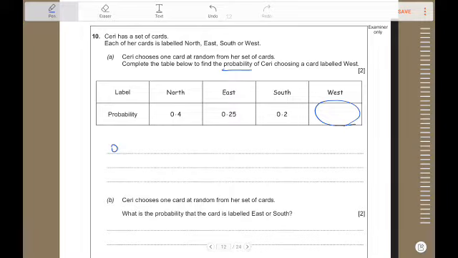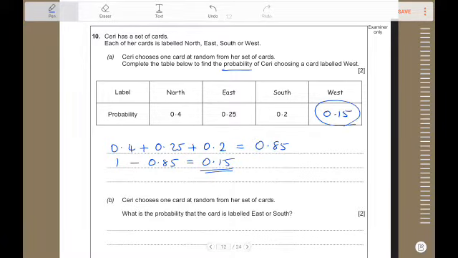So we have 0.4, 0.25 plus 0.2. Now you could do this in columns, but I don't want to insult your intelligence, you can do this just by looking at it. So we got 0.4 plus 0.25 is 0.65 plus 0.2 is 0.85. So that's what those three probabilities add up to. So what's missing is 1, take away that 0.85, which is of course 0.15. So that is the probability of west being chosen.